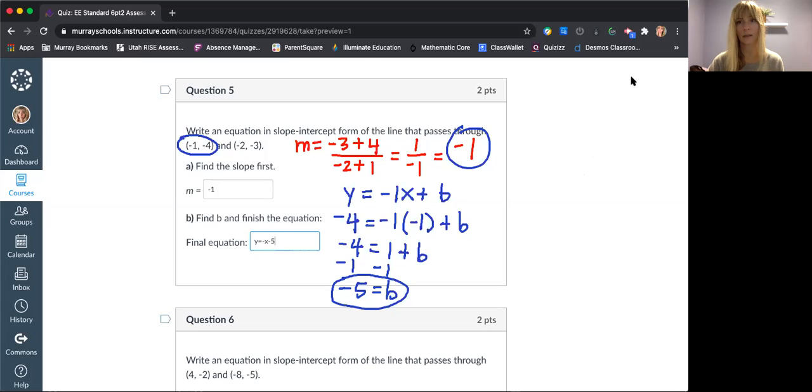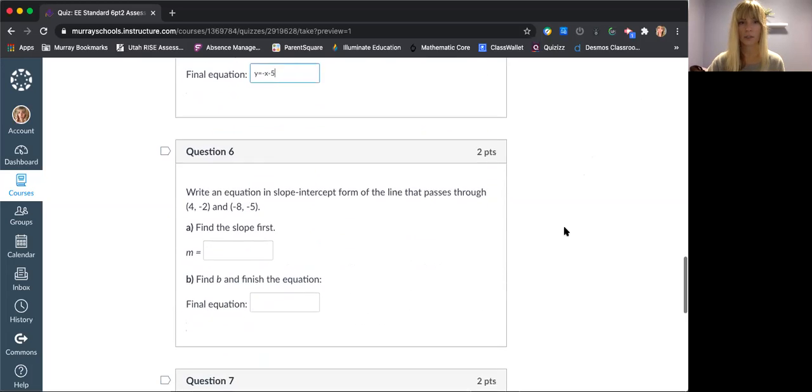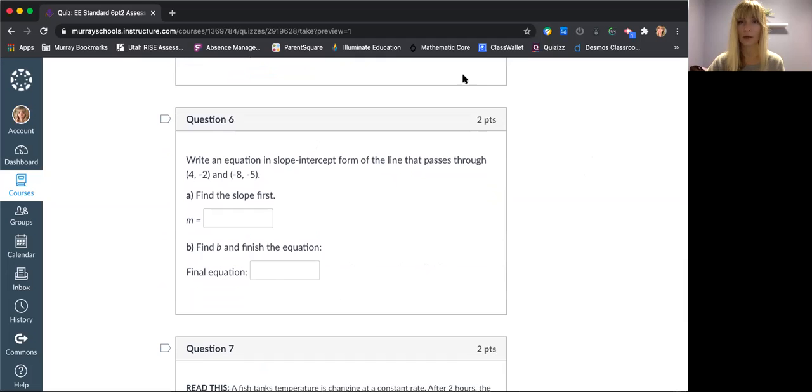All right, clearing all the writing on that one. So pause or rewind if you need to. Clearing it. Question number 6, similar process. Okay, so we need to find m first using the slope formula.